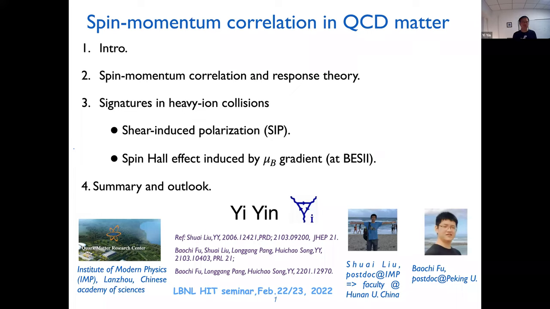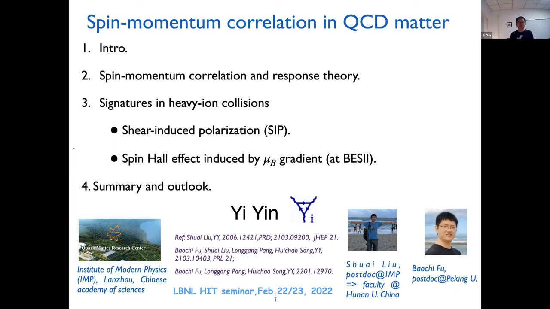And so this is the outline of my talk. After some background introductions, I will explain the qualitative features of the spin momentum correlation in the hot and dense QCD matter created in heavy ion collisions. And in particular, I will mention its connection to the Berry curvature. And then I will develop the response theory, the field theoretical method to evaluate such correlations in a systematic fashion.